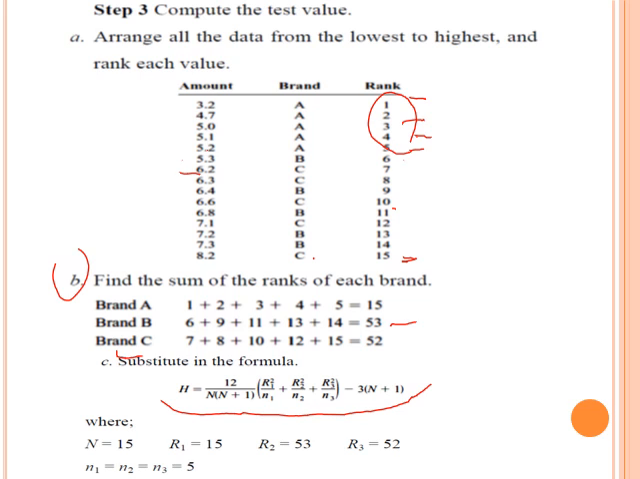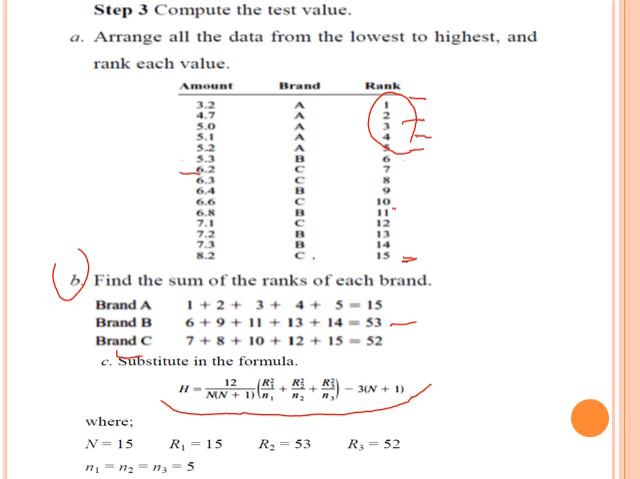Of course, each brand has 5 values inside, so we have 5 in each summation, and the total of the sum of each ranks is given here. Now we have the values for the ranks. Just substitute in the H formula, or the formula for the Kruskal-Wallis test.